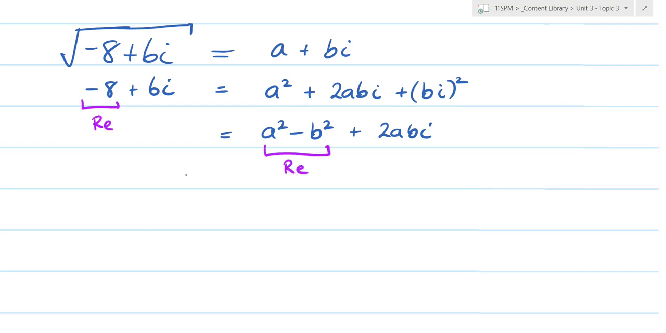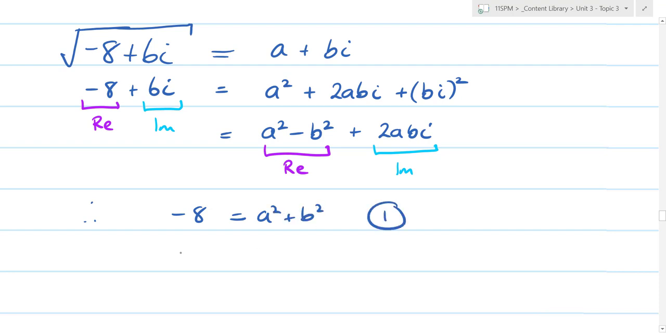And this is the real component and that's the imaginary component. And so I get negative 8 equals a squared minus b squared, and 6 is equal to 2ab.